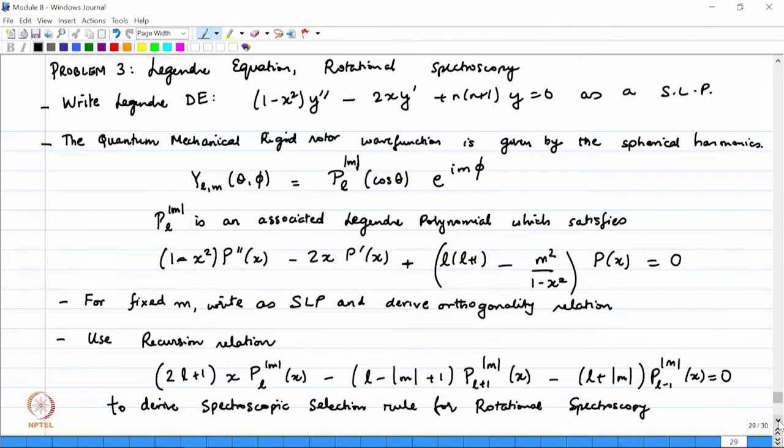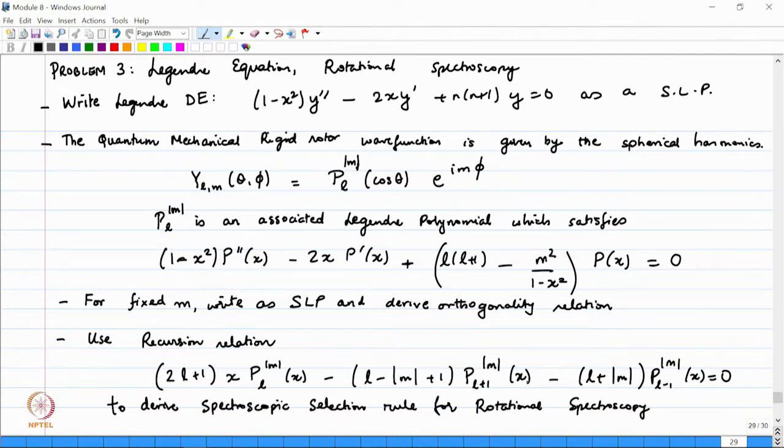And then the last part is to use the recursion relation. The associated Legendre polynomials satisfy this recursion relation: (2l+1) x P_l^m(x) minus (l minus |m| + 1) P_{l+1}^m. So instead of l, I have l plus 1. I always have m everywhere.